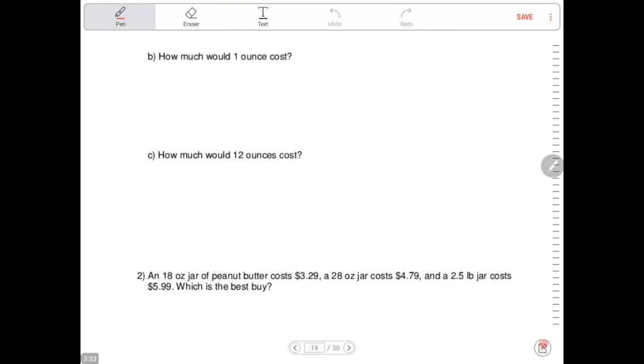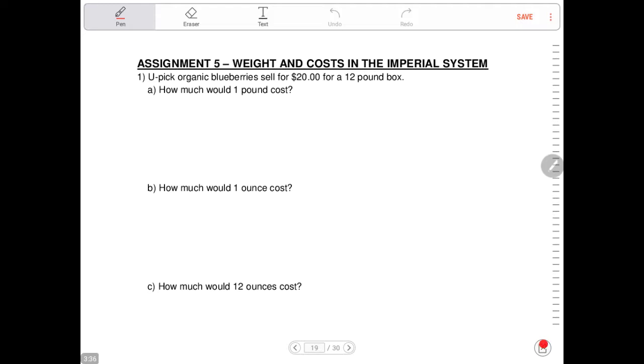So it says here, okay, let's do number 1. We have organic blueberries, which is $12 for a 12-pound box. So we know they want to know how much 1 pound would cost. They want to know the unit price, using pounds. So, in other words, how much does it cost for 1 pound? So what you do is this. We know that it is $20 for 12 pounds.